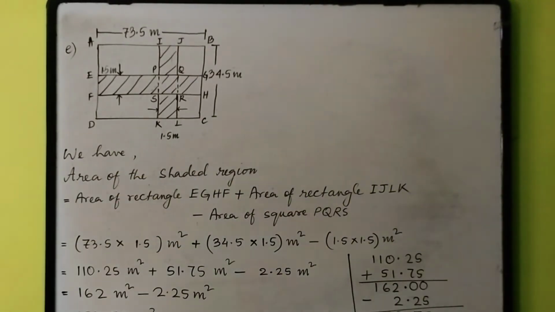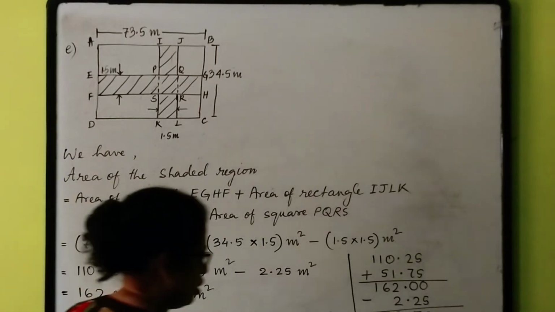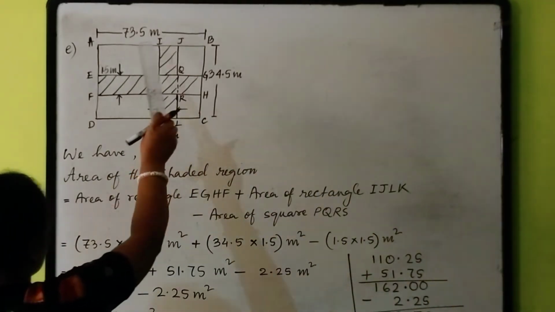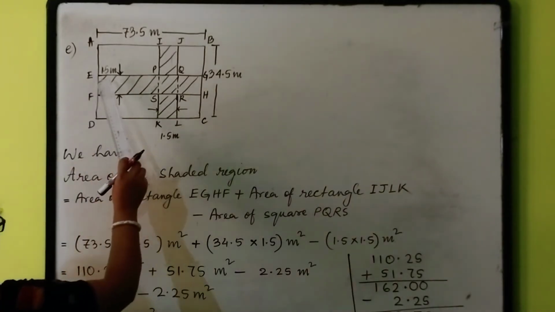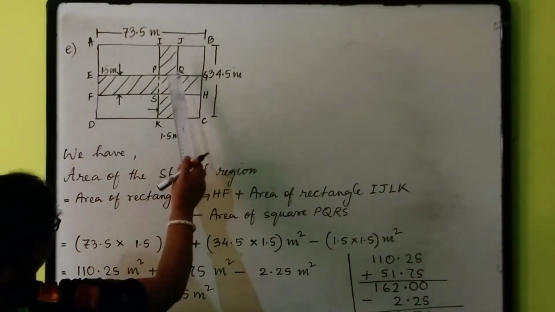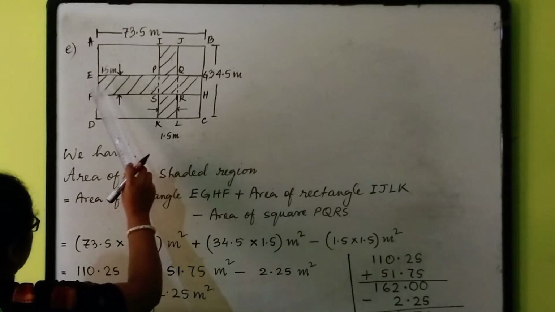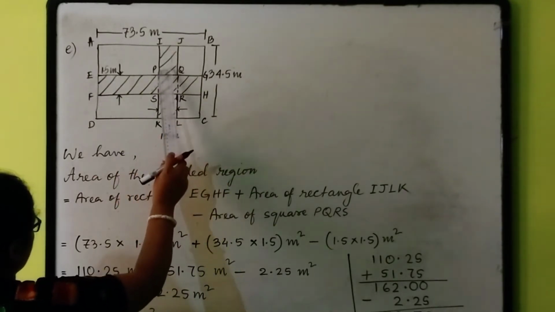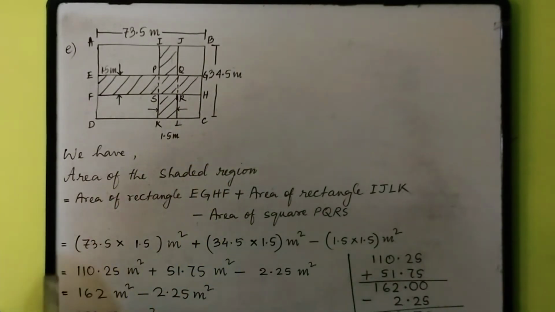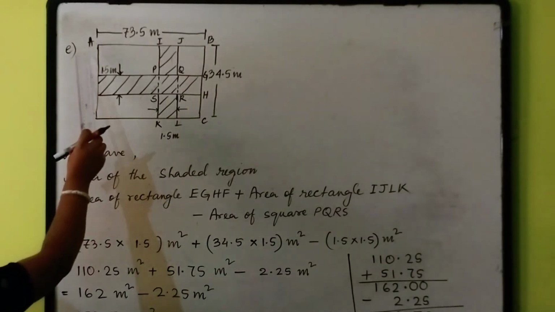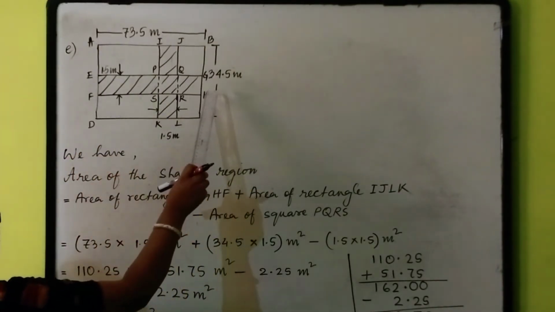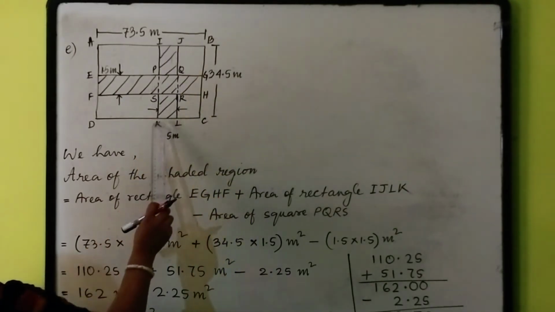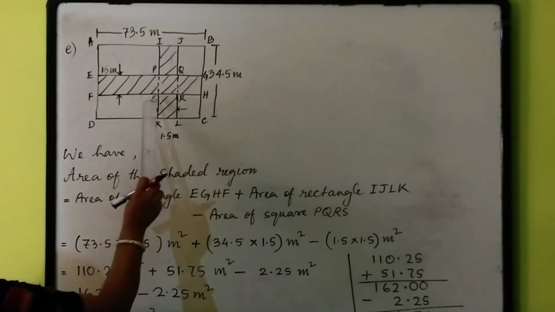Okay, see the figure. This is the figure given to you, my dear students. I have given all the information. You have to find out the area of this portion and the area of this portion. Mind it. This one, then this, then this one. So here I have given all the names A, B, C, D, E, F, then G, H, I, J, K, L, P, Q, R, S.